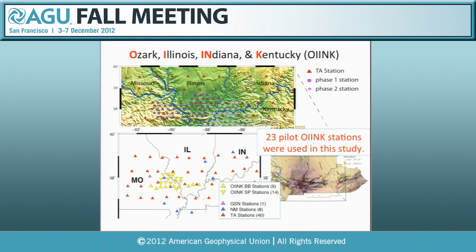Our study shows that the Ozark Illinois boundary is seismically less active than the New Madrid seismic zone, which is not surprising, but this region has more deeper earthquakes than the New Madrid seismic zone does. I will show you how I got this.